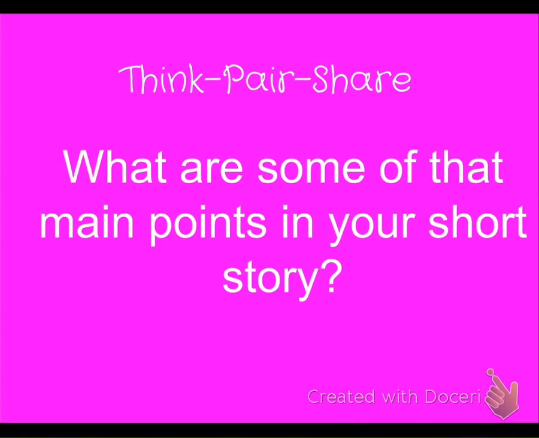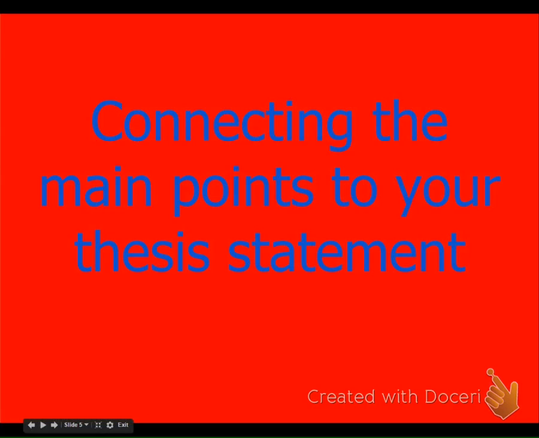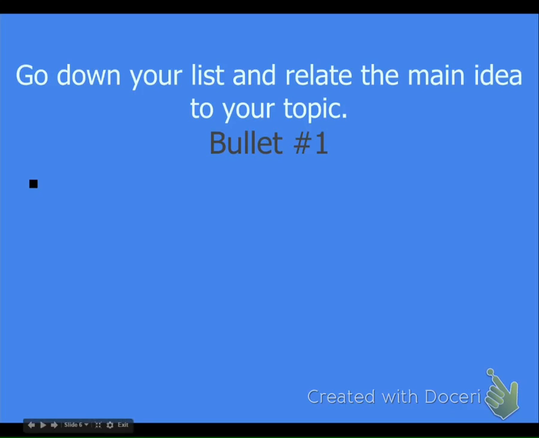Okay, so now that you guys have all of your main points written down for your story, what you need to do is connect those main points to your thesis statement. So you have the main plot lines, but now you have to relate that to your actual thesis statement. So once again, mine's about the fence being a symbol or a motif about segregation. So I'm going to relate all the main points that we talked about to how it relates to the fence being a motif. So this is what you guys can do too. You can follow my example.